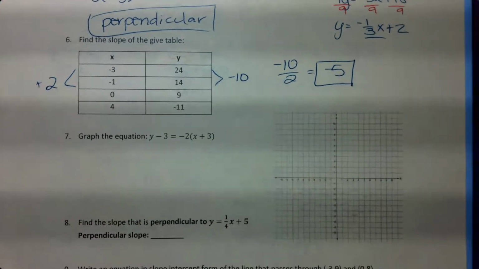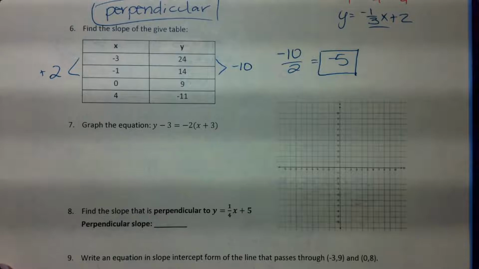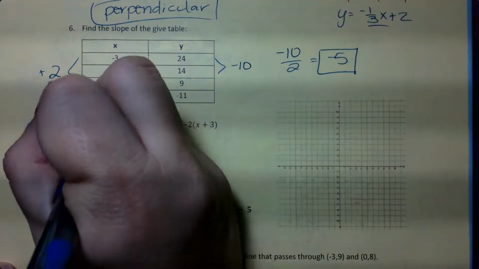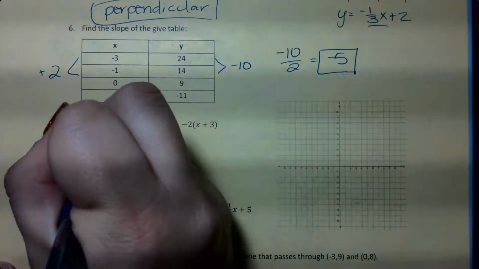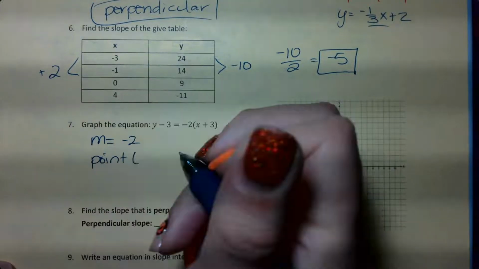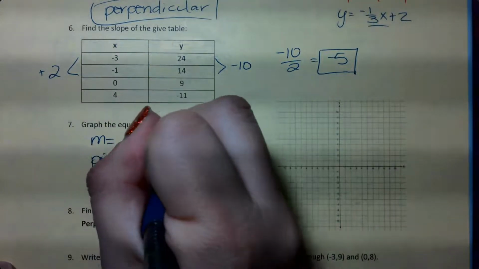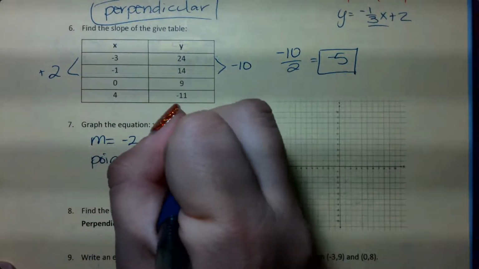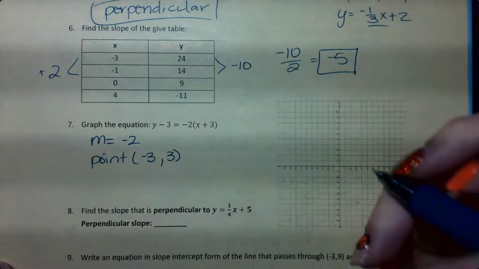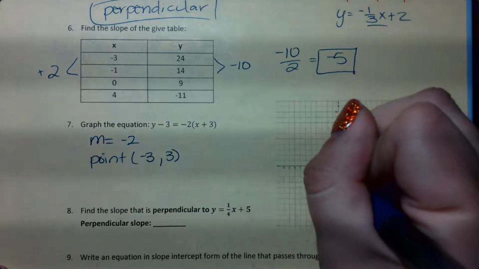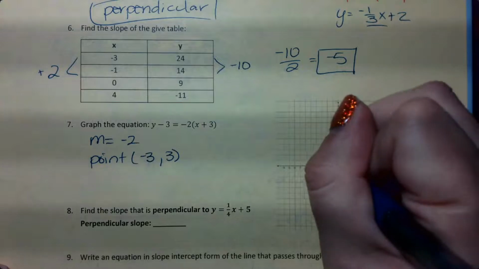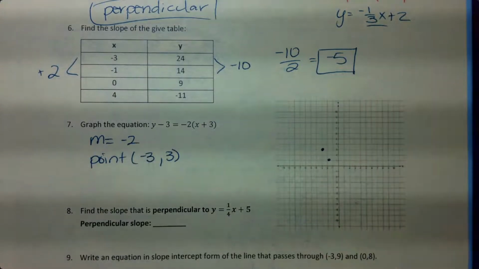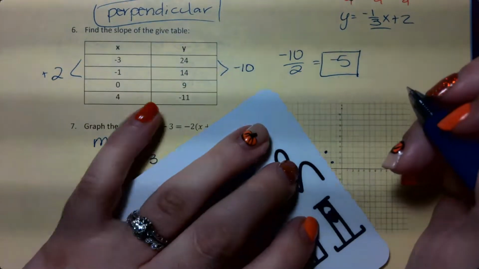Okay. Number 7 wants me to graph this equation. It's in point-slope form, so I want to identify my point and my slope. My slope is negative 2, and my point is going to be opposite the sign, negative 3, and then opposite the sign here, positive 3 for the y value. So I'm going to start off by plotting my point. I'm going to go left 3, up 3, and then my slope is negative 2, so I go down 2 over 1 for my second square, and then I connect my 2 points.